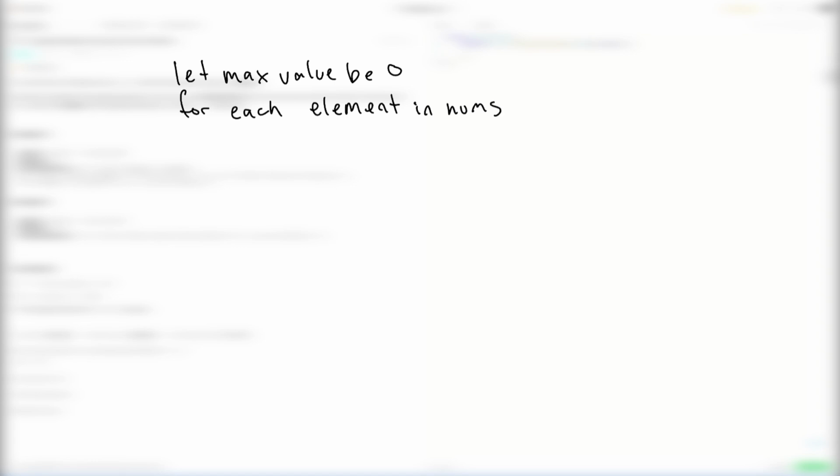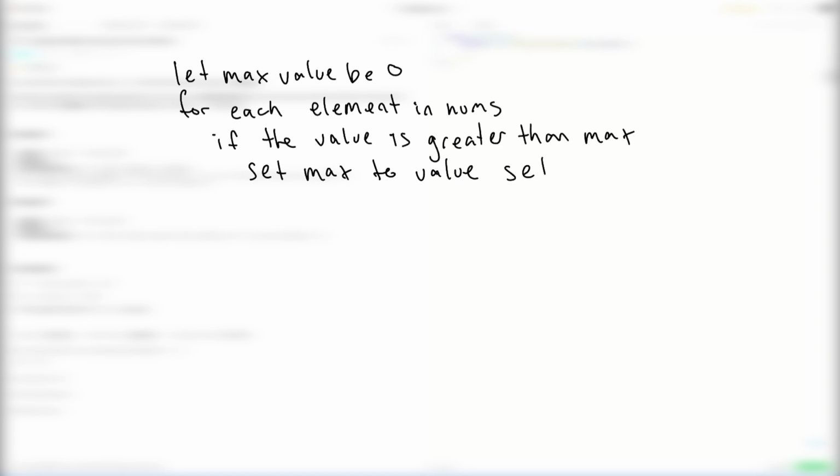To start out with our pseudocode, we're going to go ahead and say let max value be 0. And then what we want to do is say for each element in nums, if the value is greater than max, go ahead and set max to that value and set the index. That would complete our first step. Then the second step, we want to say for each value in nums again.